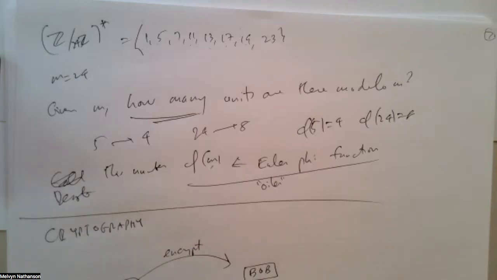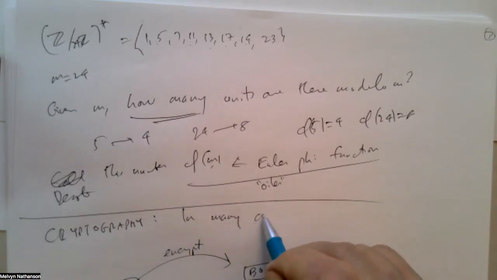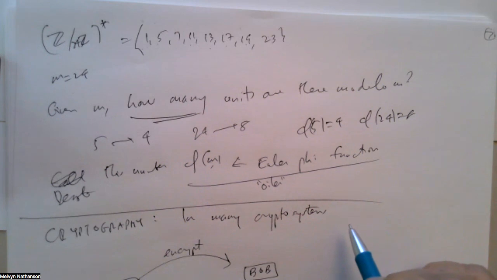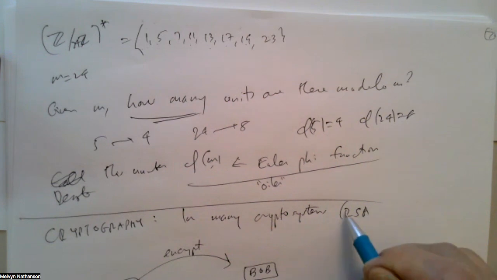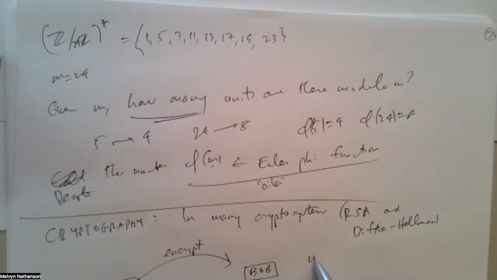And in many cryptosystems, the first two that we're going to see, the two historically most important, something called RSA and something else called Diffie-Hellman, after two guys named Diffie and Hellman, you need to compute large powers of a number reduced mod m.